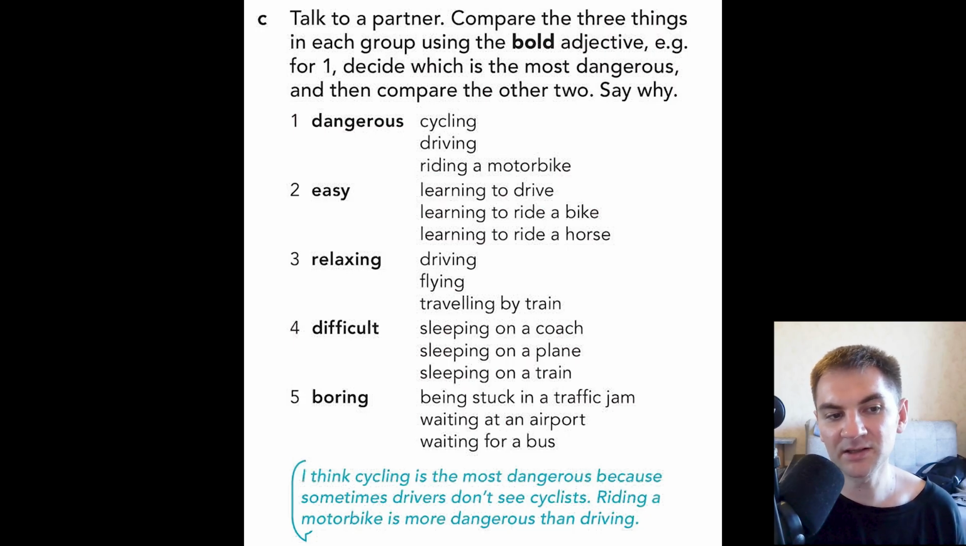Here is the example, yeah? I think cycling is the most dangerous because sometimes drivers don't see cyclists. Riding a motorbike is more dangerous than driving because on a motorbike you don't have a car around to protect you. And something like that. Do it for number two, which is the easiest, or something like that, the most relaxing, the most difficult, and the most boring. And then compare the other two. I hope the task is clear. You have an example. Just do it and say something about each group of words here.